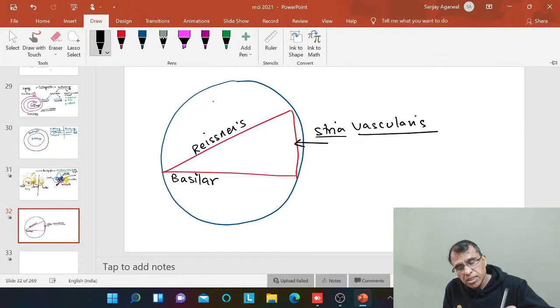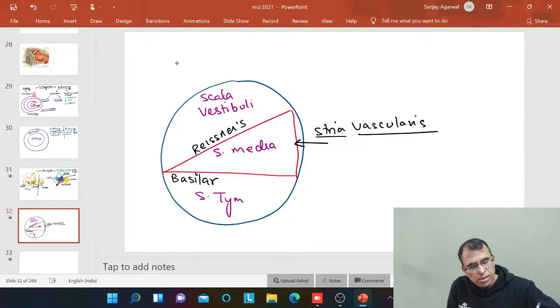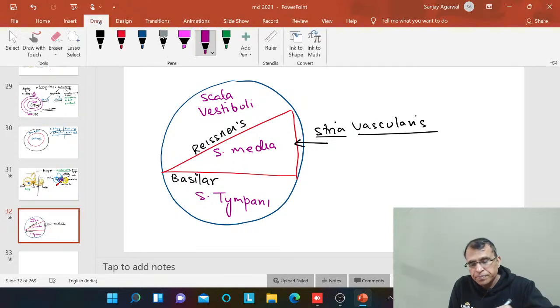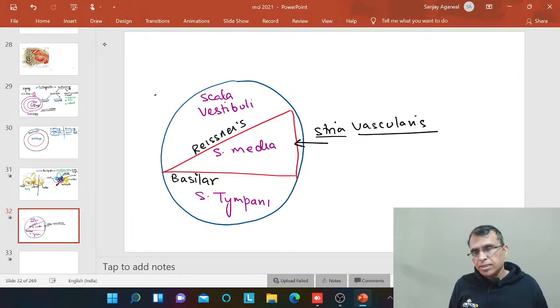And these three membranes divide the labyrinth into three compartments. This is one compartment, this is the second compartment, and this is the third compartment. And they have names. They are not called 1, 2, 3, I've just written 1, 2, 3 so that you understand which are the three. The upper one is called scala vestibuli. The middle one is called scala media. And the lower one is called scala tympani. So, you have six names to remember: three membranes and three compartments in the cochlea. That's it.